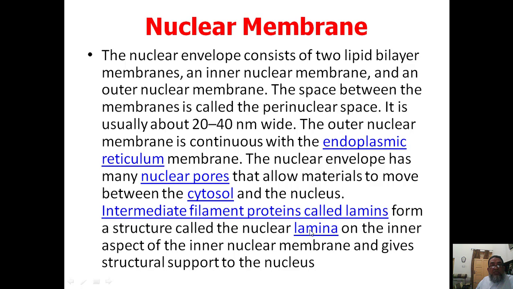Inside the inner nuclear membrane, you see an intermediate filament protein called the lamins. The lamins are a woven network of intermediate filaments which anchor the membrane to the nucleoplasm and give support to the nucleus.